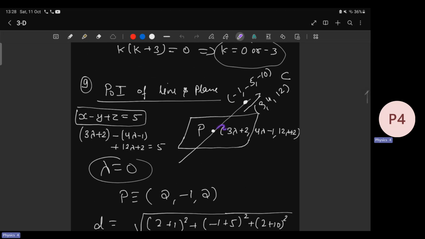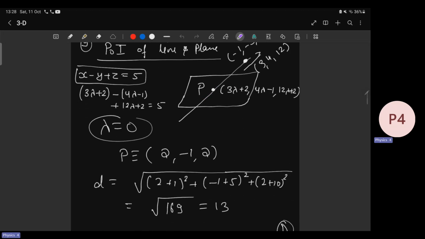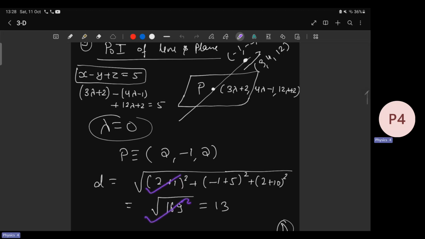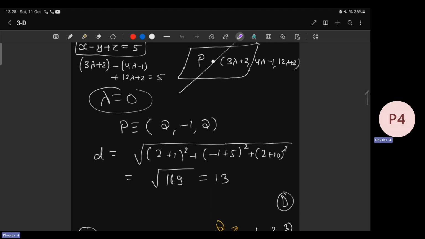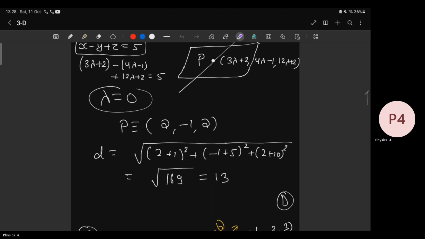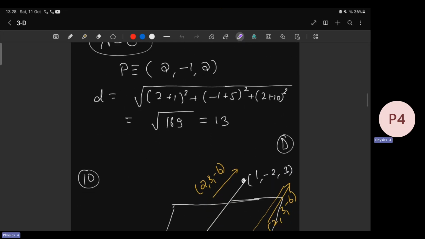and we are getting this distance as under root of 3 square plus 4 square plus 12 square, that is root 169, that is equal to 13. So the answer for this question is option D. Now we move on to the next question, that is question number 10.